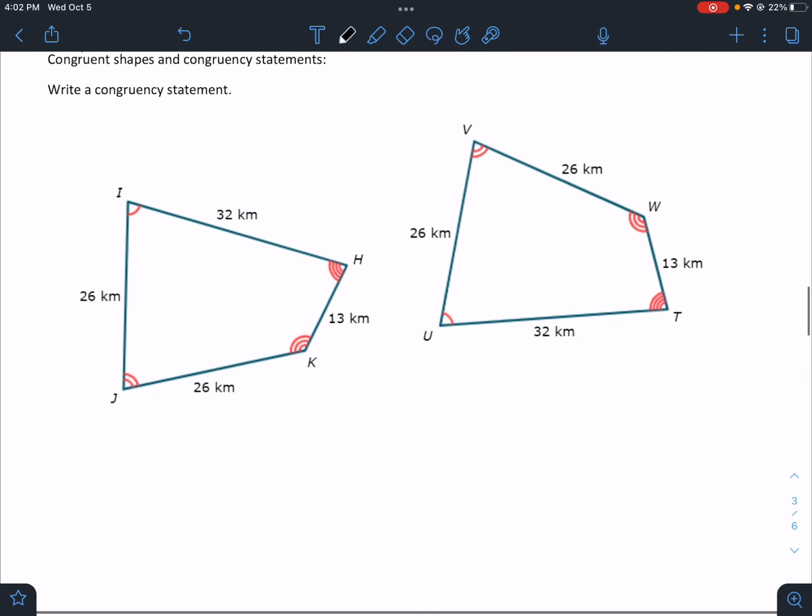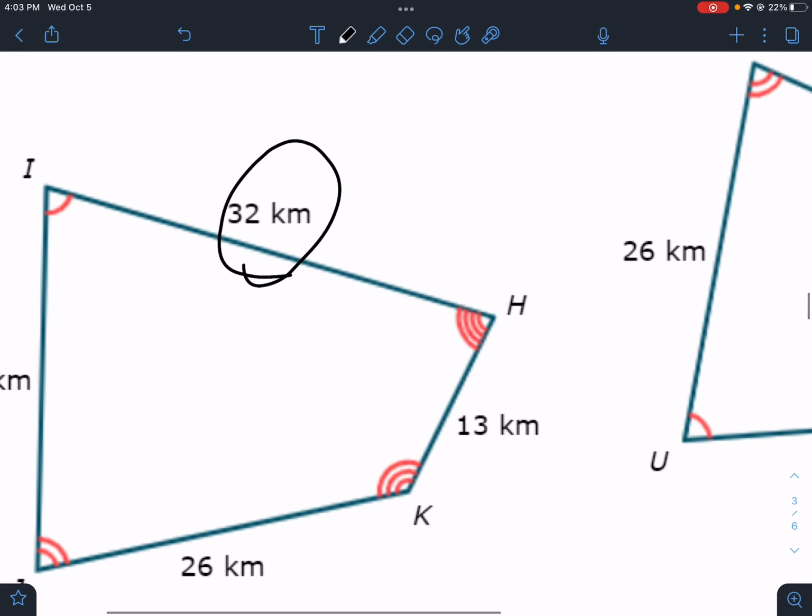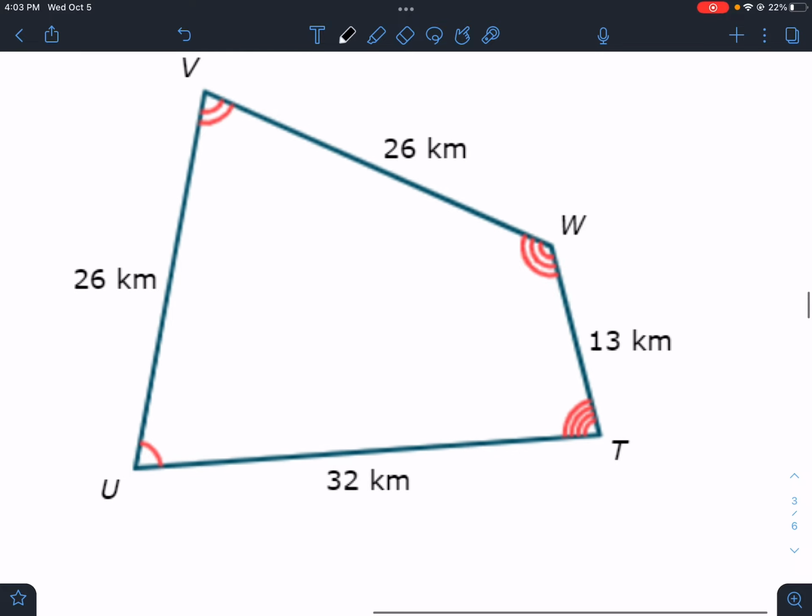All right, writing congruency statements. So if I'm looking at this, like this 32, it is included. The word included means like it's in between. It's included for angles I and H. Well, I and H are a 1 dash and a 4 dash. Let's go over here. Here's my 1 dash. Here's my 4 dash. Is that one also 32? It matters where they are.